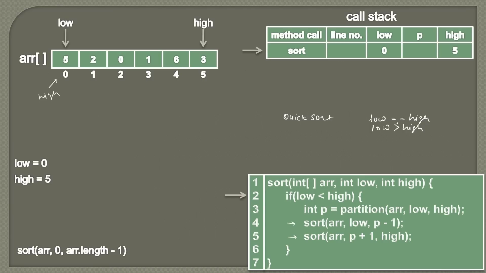So therefore, when this condition arrives, we need to simply break from this recursion, because this sort method is recursively calling this sort and it keeps on going. So when low is equal to high or greater than high, then we need to tell the recursion that we have reached our base case and we need to stop the recursion. So currently low is less than high, low is 0 and high is 5. So this condition comes out to be true.